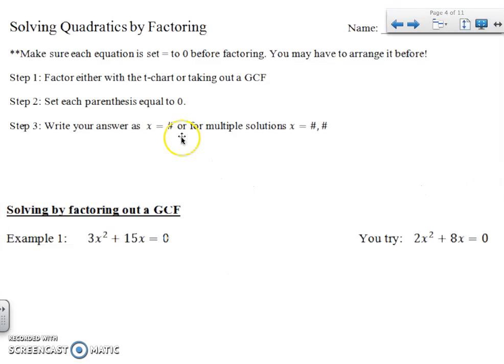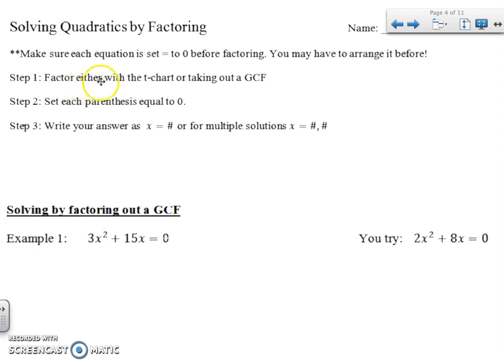Okay, so in this video, we're going to learn how to solve quadratics by factoring. And remember, factoring is when you do the t-chart or when you take out a monomial. So first you have to make sure that your equation is set equal to 0 before you factor, because you're looking for the zeros in the solutions, so the right side of your equation has to equal 0. So you could have to do some inverse operations to make everything be on the left side.